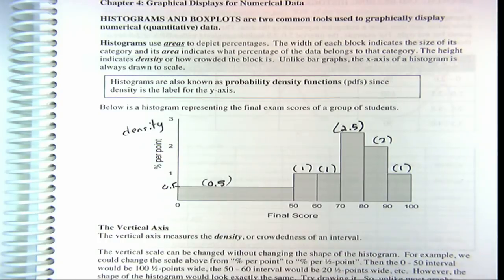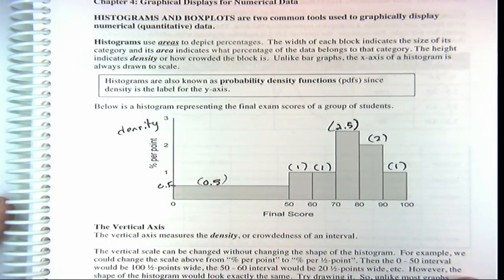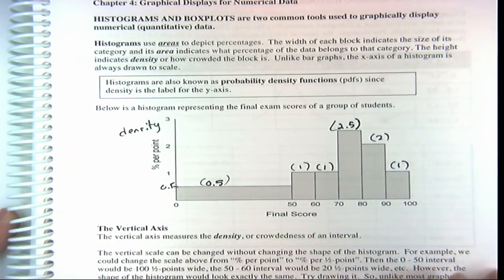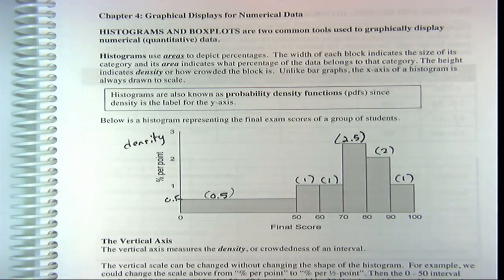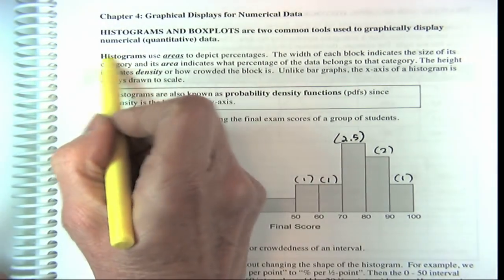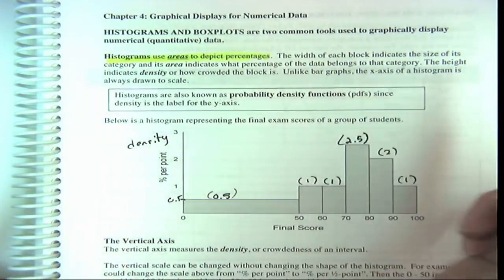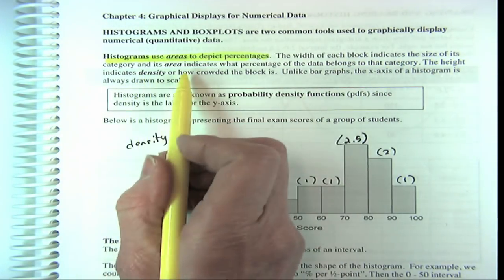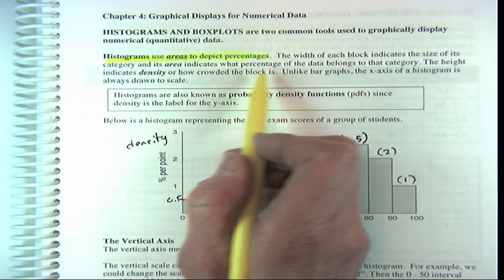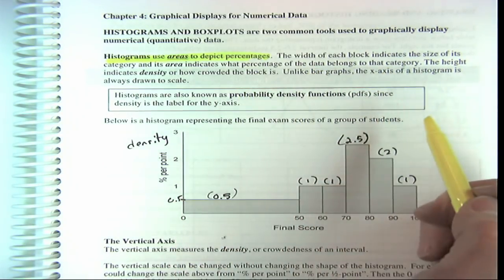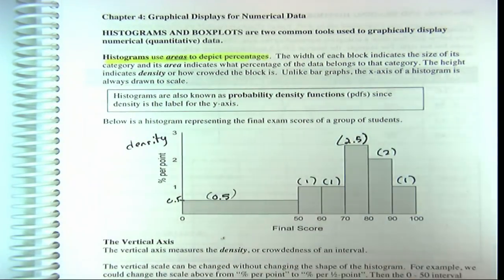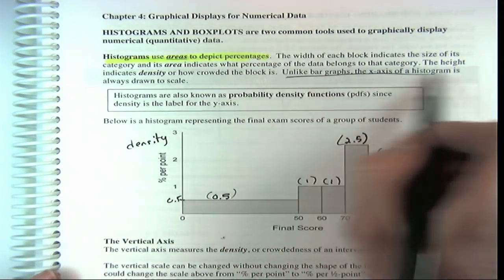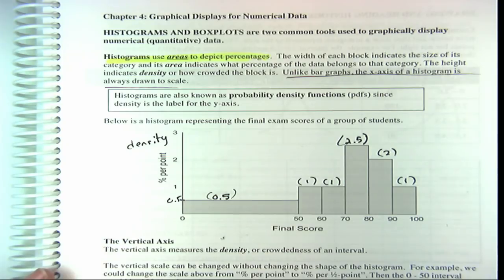Now this is a really important point: histograms use areas to depict the percentages. The width of each block indicates the size of its category, and its area indicates what percentage of the data belongs to that category. And unlike bar graphs, the x-axis is always drawn to scale.